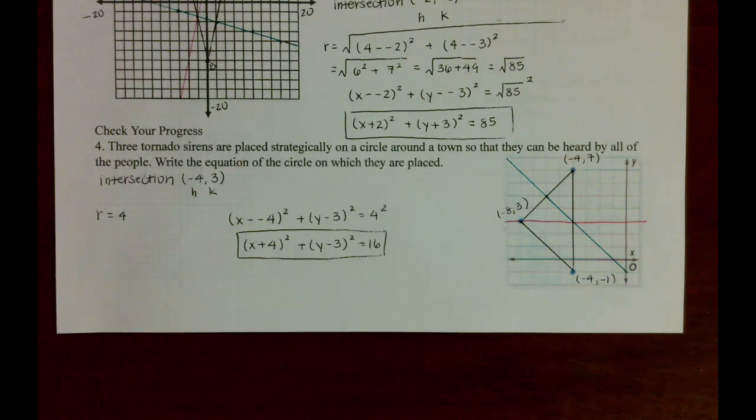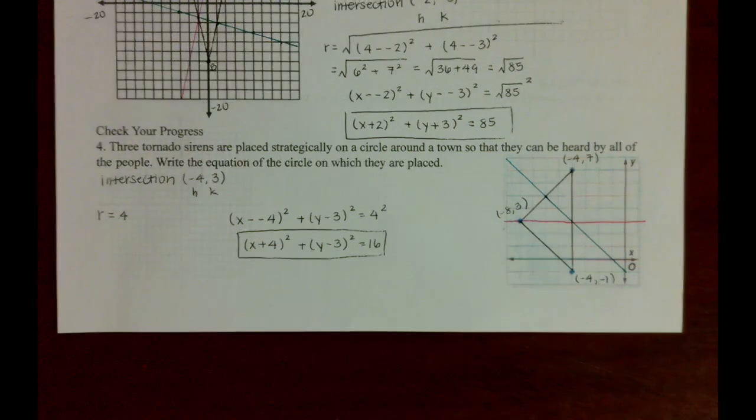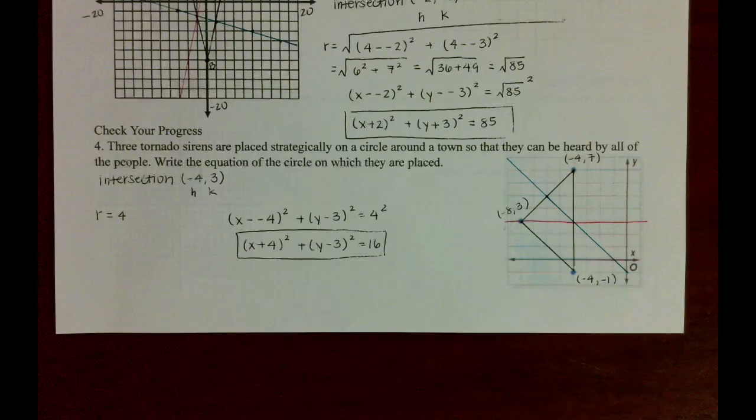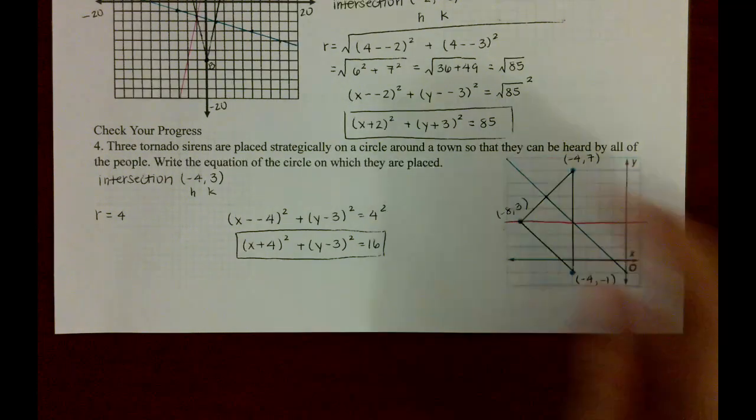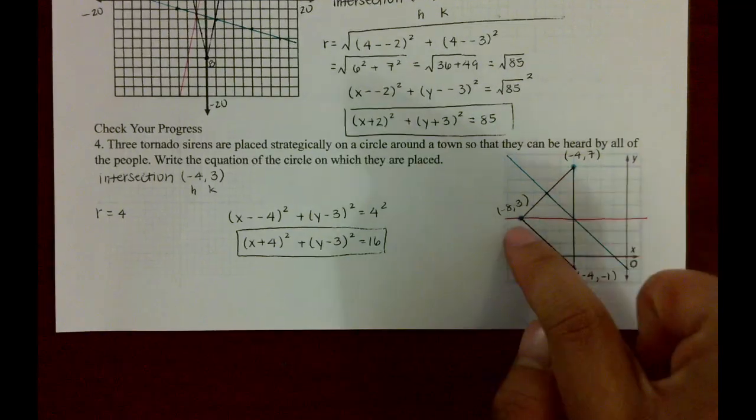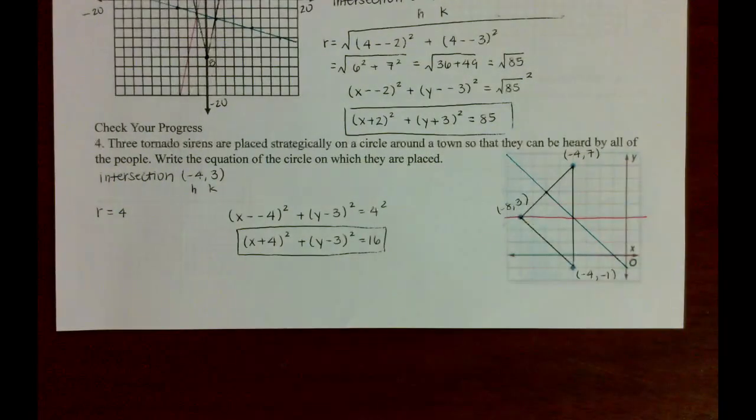Okay, so 3 tornado sirens are placed strategically on a circle around a town so that they can be heard by all of the people. Okay, so this is where the tornado sirens are. We're going to write the equation of the circle on which they are placed. Basically, I first started by finding the ordered pairs of each of them. So this is -4, 7, this is -8, 3, and this is -4, -1.